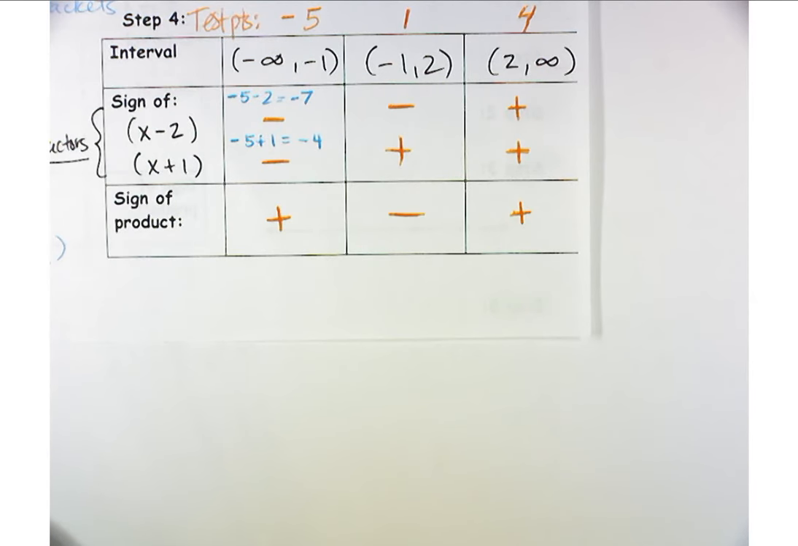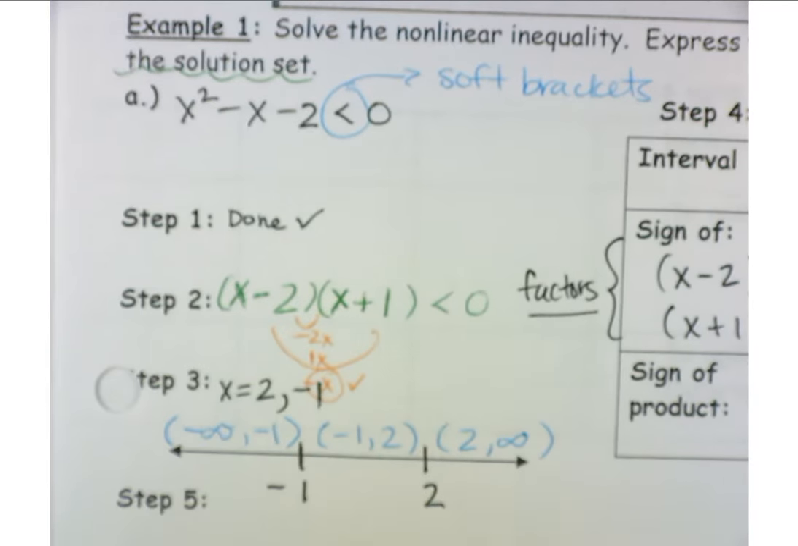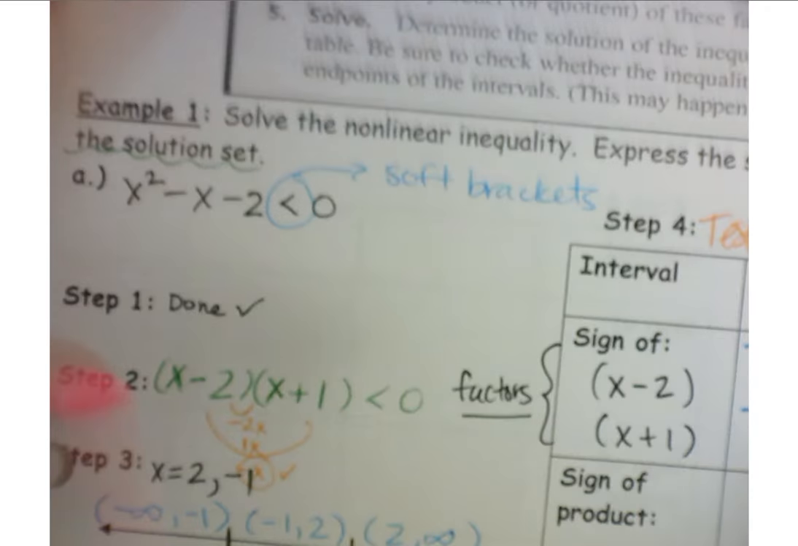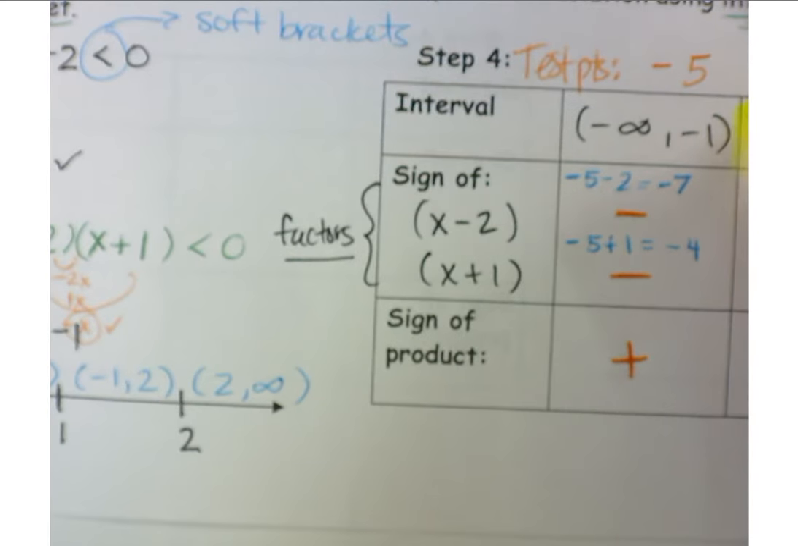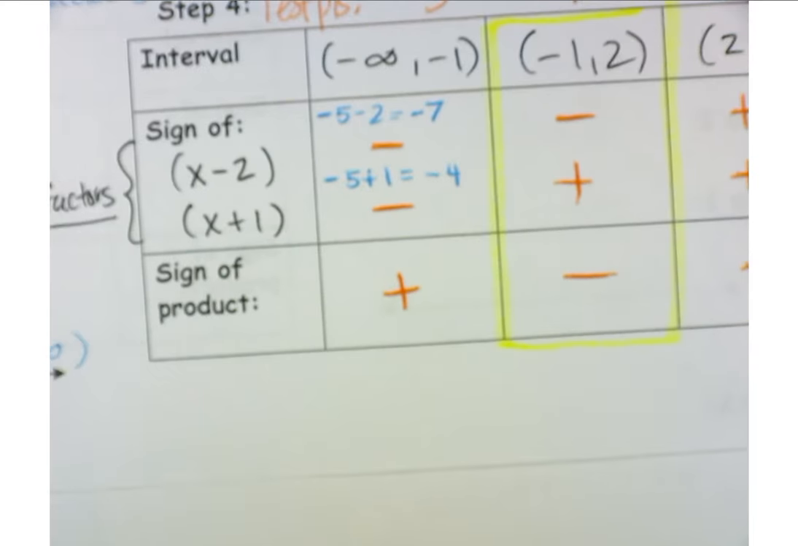Okay, so let's look at the original problem. So you have x squared minus x minus 2 is less than 0. You're trying to figure out what values would make that true. So if this expression is less than 0, right, what types of numbers are less than 0? Negative numbers. Okay, so it is going to be the middle one, but the reason why is because of this sign. So for your notes, I'm just highlighting this. Okay, so it is going to be the middle.